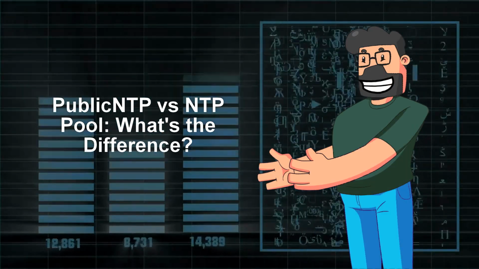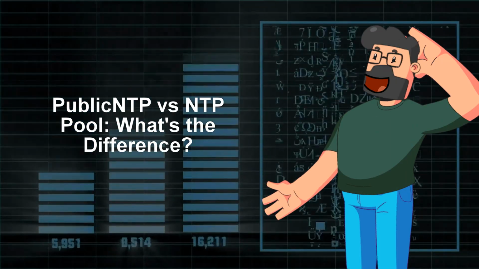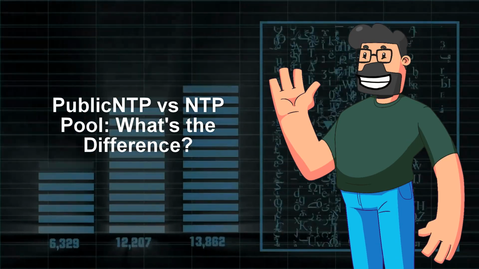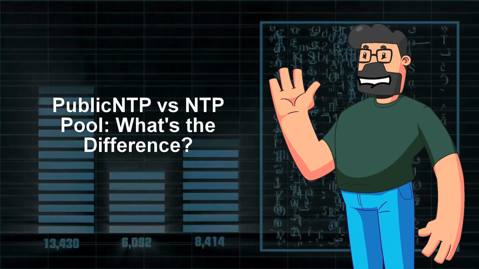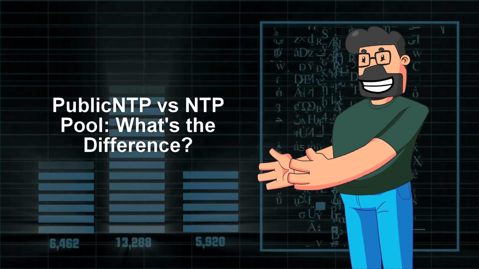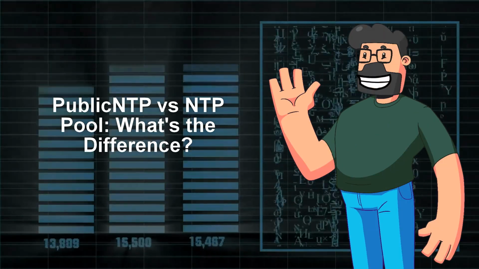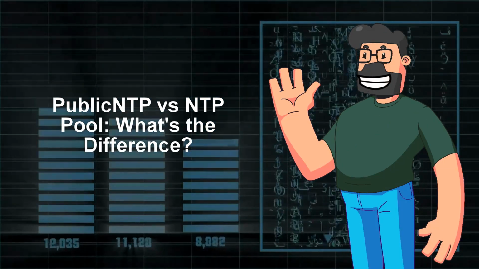So, here's the thing, you've got two providers, PublicNTP and NTP Pool, both offering NTP server services without any big IT names or government entities involved. But what exactly sets these two providers apart? Is one better than the other? And what advantages does each bring to the table?